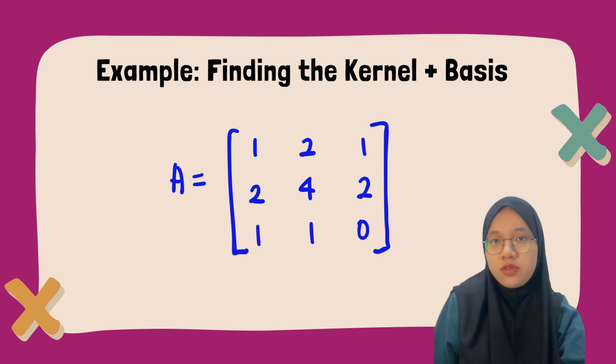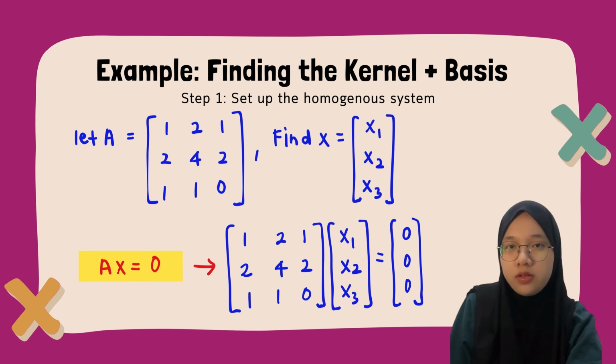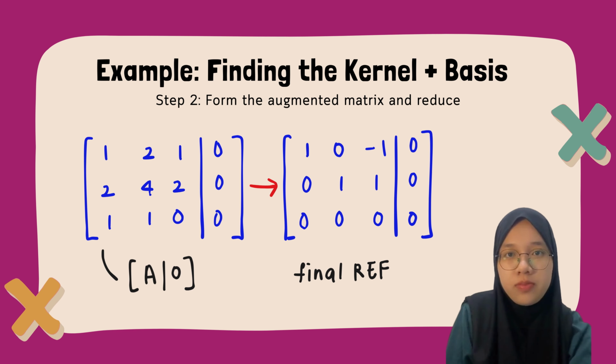Now, let's start using this example. Step 1. Set up the homogeneous system, which means Ax = 0. Step 2. Form the augmented matrix and reduce. Here, we start with the augmented matrix and simplify it using row operations. After performing row operations, we get a matrix where the last row is all 0, indicating a free variable.